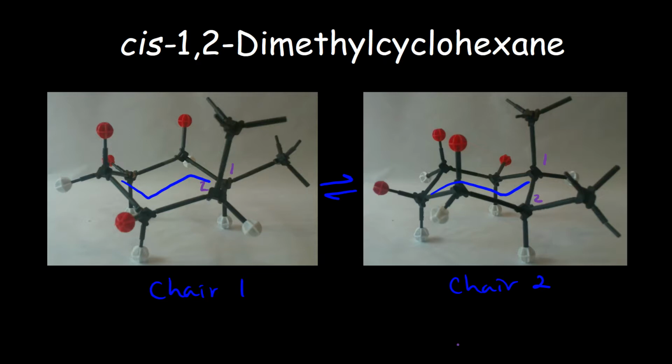Notice that in chair 1 you have one axial methyl group and one equatorial methyl group. And in chair 2, of course, they interconvert. Whatever's axial becomes equatorial and whatever's equatorial becomes axial.